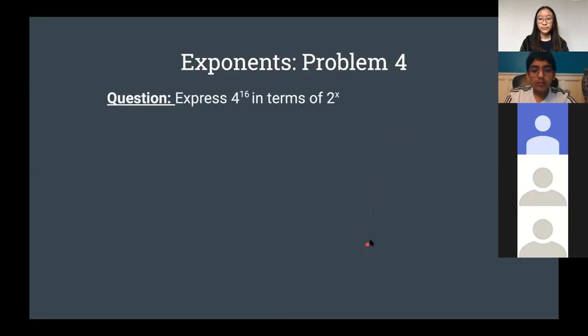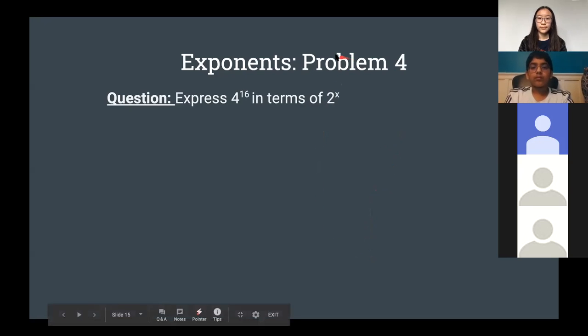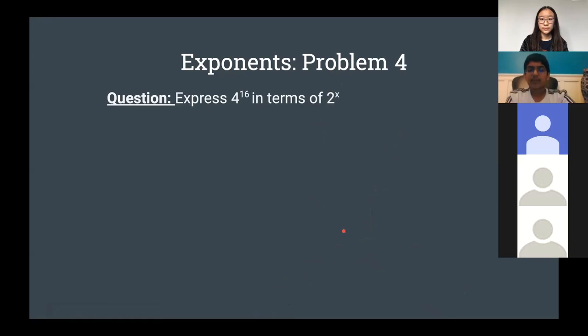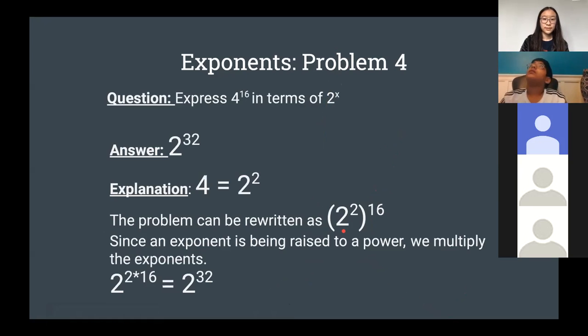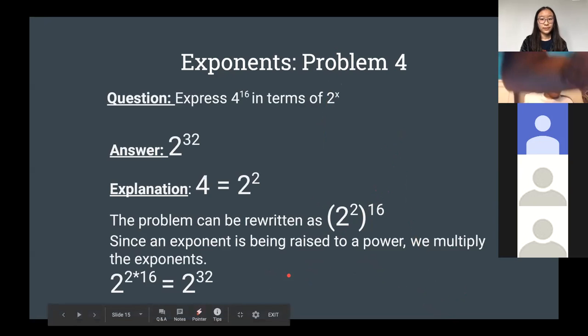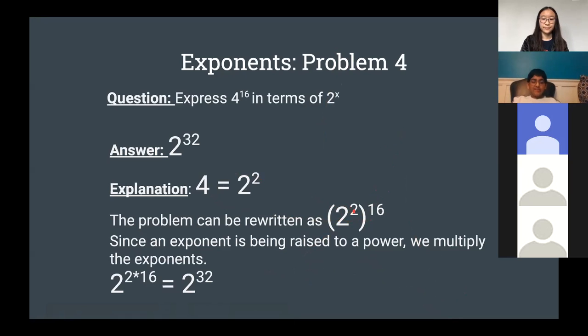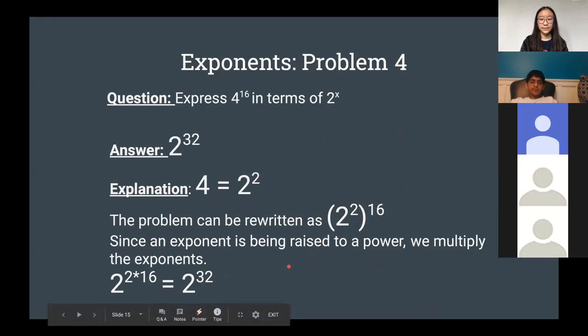Yeah, everyone's right. It's 32. Yep, 2 to the 32nd power. Because 4 equals 2 squared, and then you have to raise that to the 16th power. You multiply the exponents and you get 2 to the 32nd power.